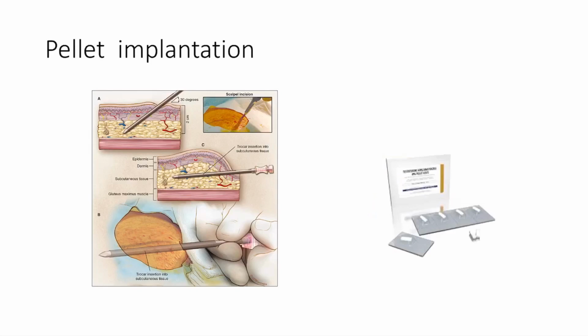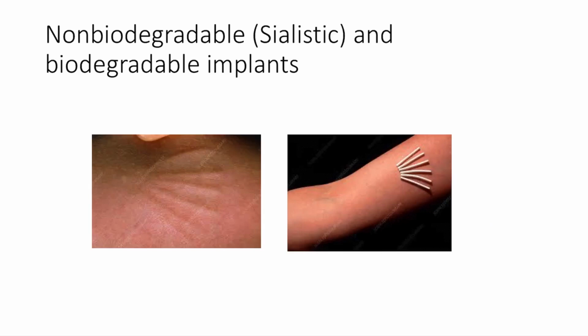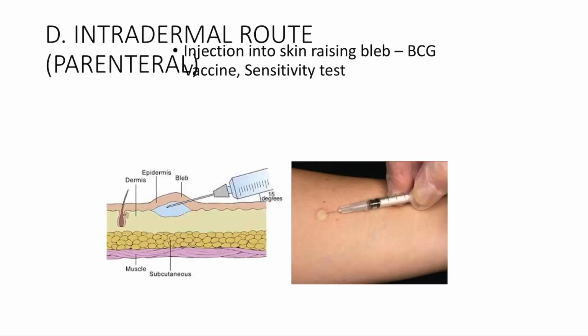Second is pellet implantation, where pellets or smaller capsules, you can say, are introduced into the subcutaneous site through an incision, or through hollow needles, into the subcutaneous space. There are biodegradable and non-biodegradable implants. If biodegradable, there is no need to remove it, and sometimes non-biodegradable ones are used, so you need to remove those after their effects end.